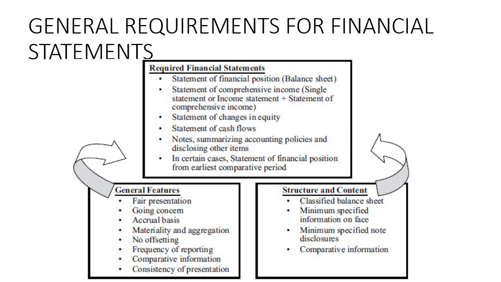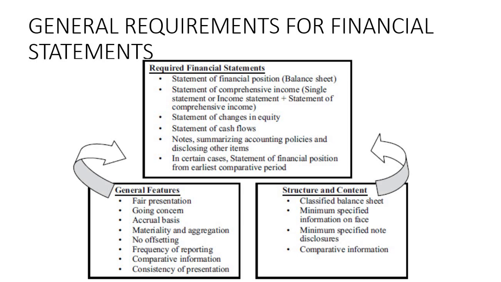So the required financial statements are, obviously, the balance sheet, also called the statement of financial position, and the statement of comprehensive income or the income statement. Then we have a statement of changes in equity. Then we have a statement of cash flows. Then we have notes that summarize accounting policies and disclose other items. And then in some cases we have a statement of financial position or balance sheet from the earliest comparative period.